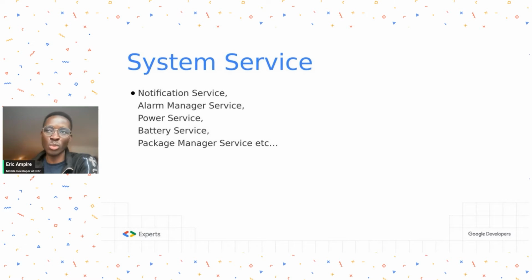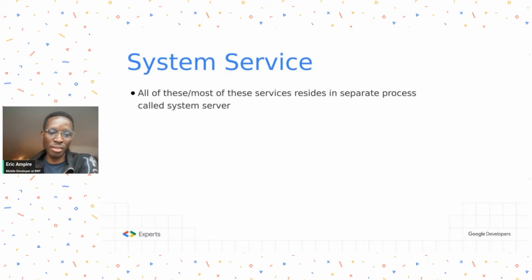For example, if you want to display a notification, most of the time we interact with the notification service. And one thing that is really particular with the system services is the fact that all of them, or most of them, used to run in a separate process. What I mean by separate process is that most of the time, your application will be running in a particular process, and the service will be running in another process.